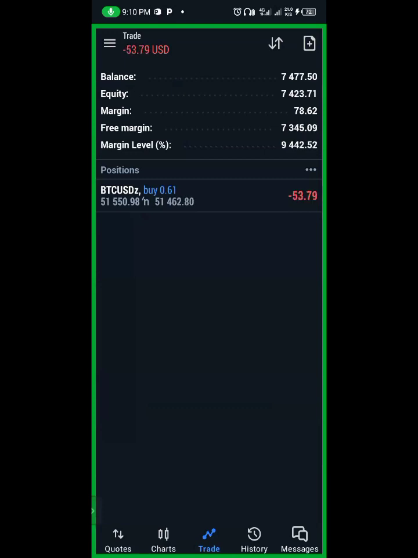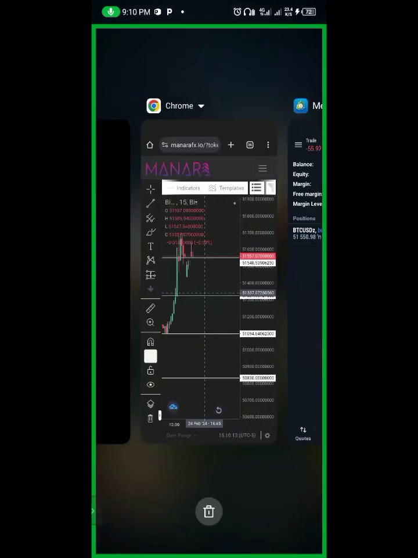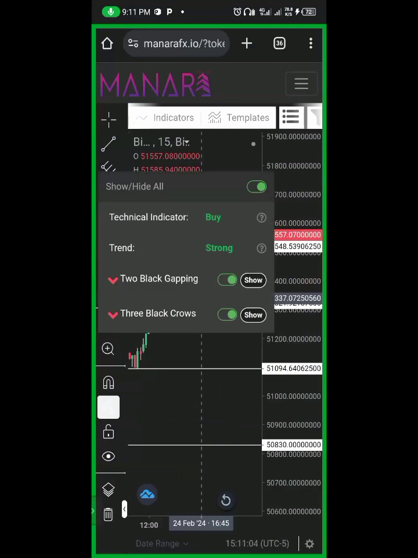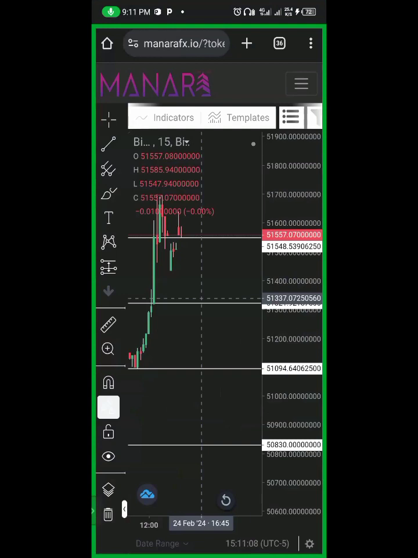But if it's still within that, I will still hold on because the indicator is still saying strong. Let's look at the indicator. It's the weekend, right? The indicator is still saying strong. So I'll just wait. When you go into the trade like this, you just keep waiting.